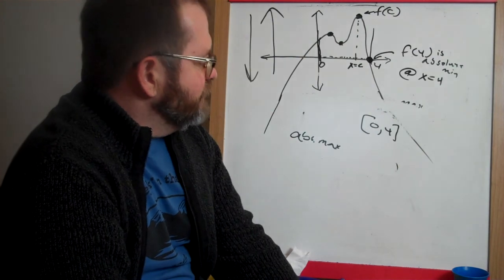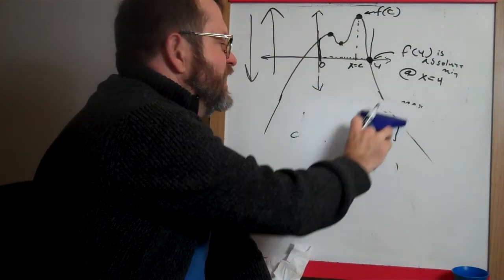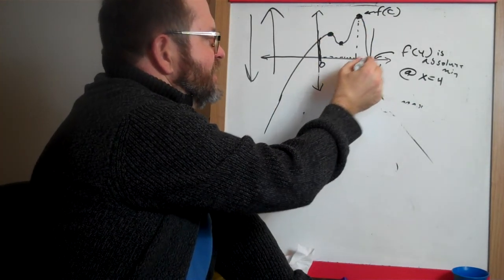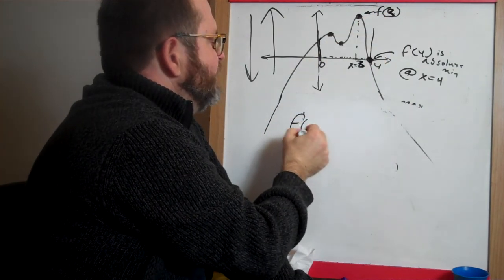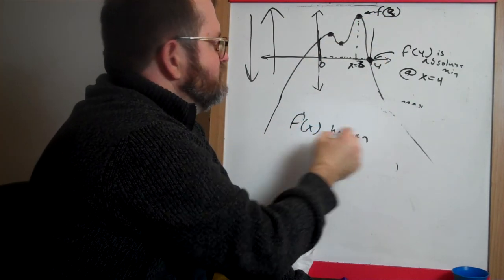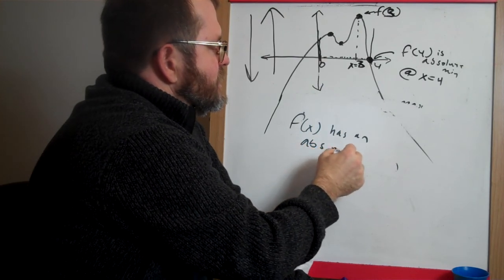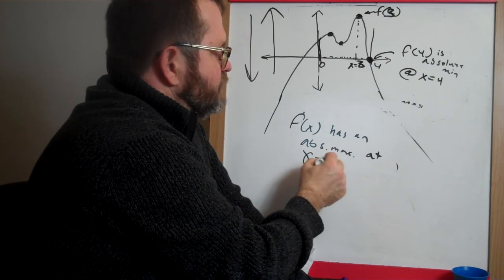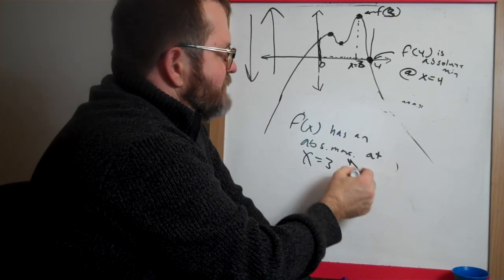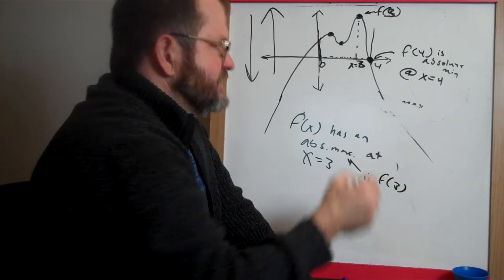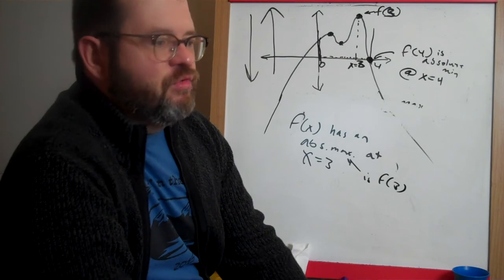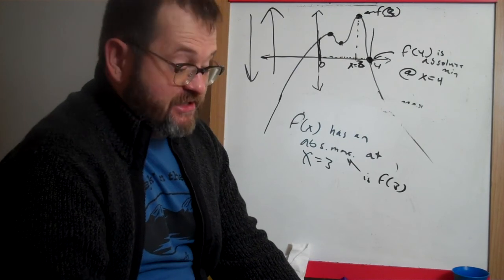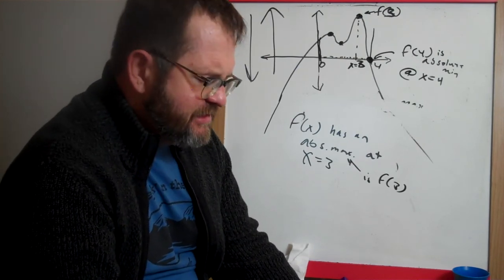Now, we have to be careful with the wording of this because we want to make sure that we're doing it right. So, with this graph here, let's just say this point is 3. We would say that f of x has an absolute maximum at x equals 3. And the absolute maximum is whatever f of 3 is. In other words, the y value, or the f value on the graph, that is the maximum, and it occurs at this value of x.